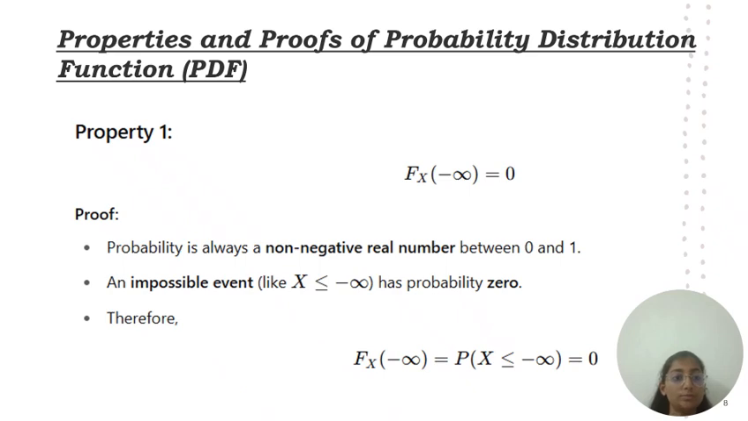Proof. The probability is always a non-negative real number. As we discussed, the probability is never going to be a negative value. It is between 0 and 1. An impossible event like X less than or equal to minus infinity has probability 0. Therefore, F_X of minus infinity equals P of X less than or equal to minus infinity, which equals 0. As we discussed, for negative values, the probability is going to be 0.